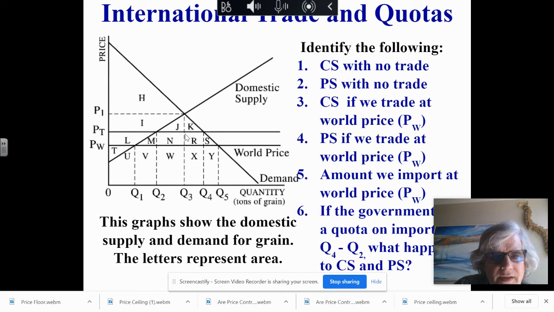And what's going to happen, as you can see, is we now have more producer surplus. It's T and L. It's not what it was previously, but producers like it. Consumers don't like it anymore because now they've lost some consumer surplus. The consumer surplus is now H, I, J, and K. So consumer surplus has been reduced a little bit. It's still better than at the domestic price, but it's there.